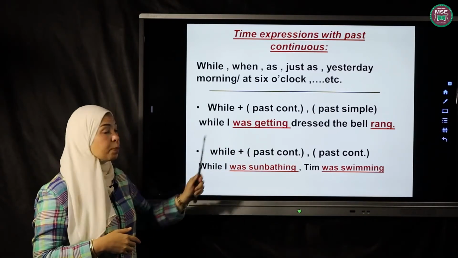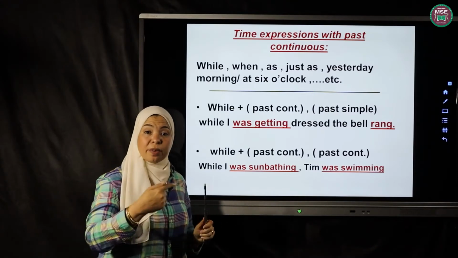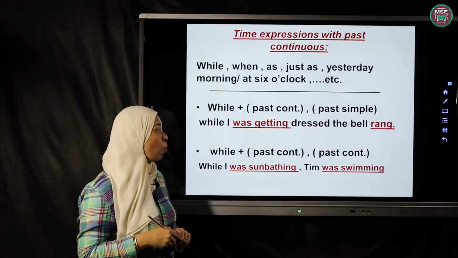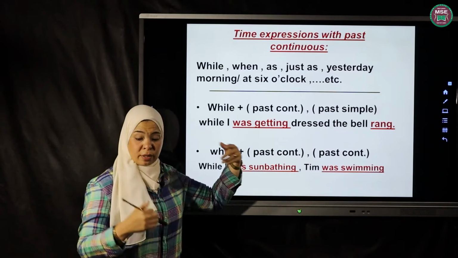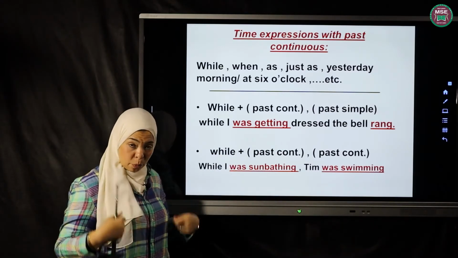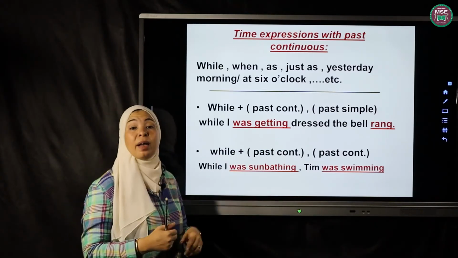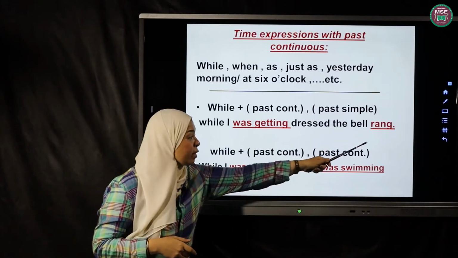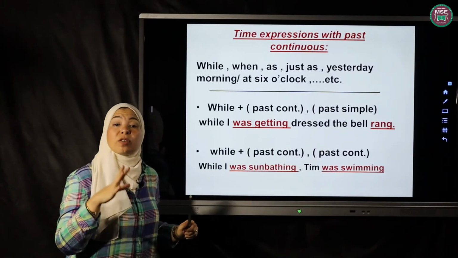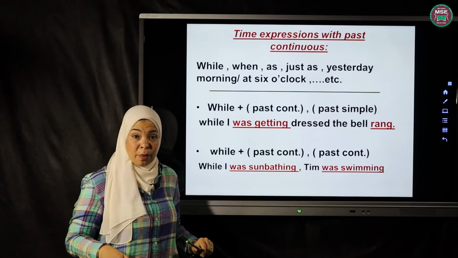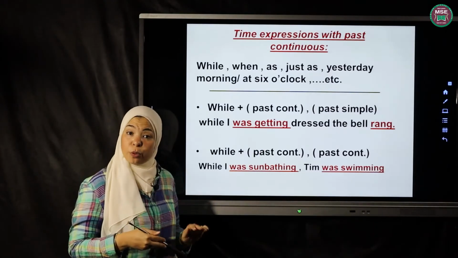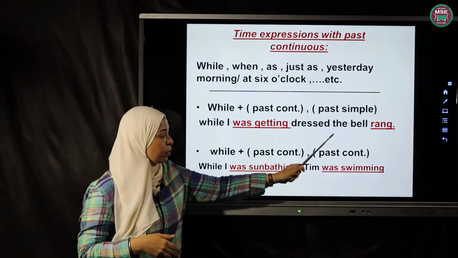So, while plus past continuous. This is because while refers to the long action. While I was getting dressed, while I was putting on my clothes, while I was getting dressed, the bell rang. This is the short action which interrupted me. So I stopped now and I'm ready to go and open the door. The long action was interrupted by the short one.